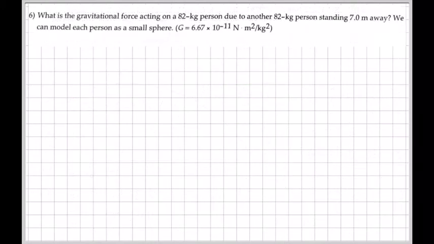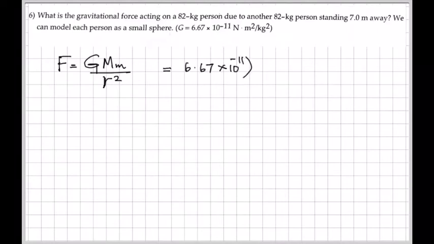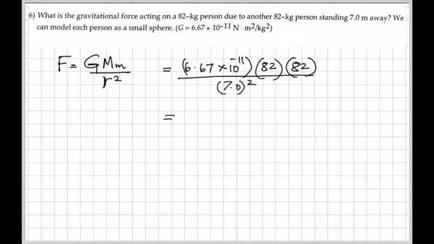Is the formula given on your formula sheet as G capital M, small m, divided by capital R or small r? All right. So that's the formula for gravitational force. And you're given the universal gravitational constant. You're given the two masses, both 82 kilograms, and standing 7 meters away. And then you just need to know how to put this into your calculator.